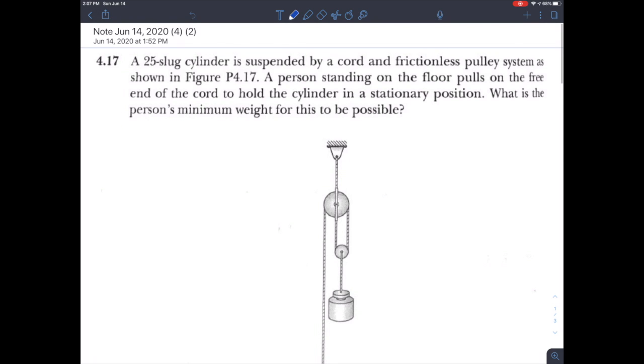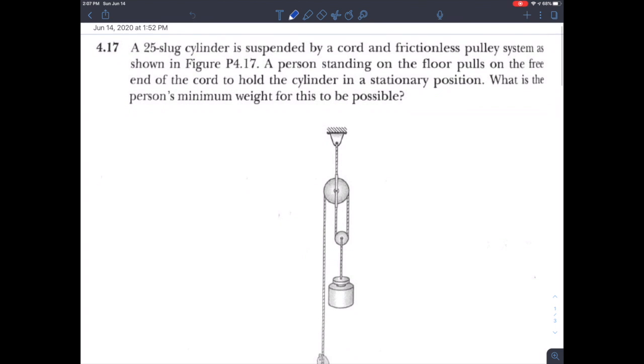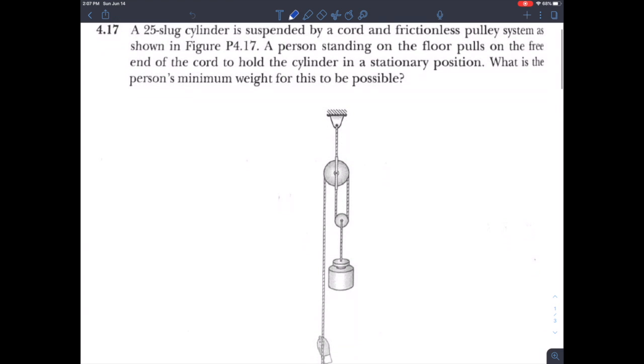Okay, this is the solution to Hagen problem 4.17 that takes the ideas of static equilibrium and applies them to pulleys. In this case we're assuming the pulleys have weight that is negligible compared to the suspended mass, and we're also assuming there's no friction that makes the pulleys harder to turn that would influence the answer of the problem.